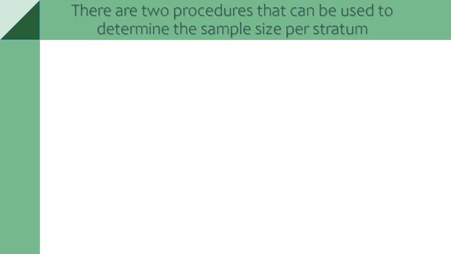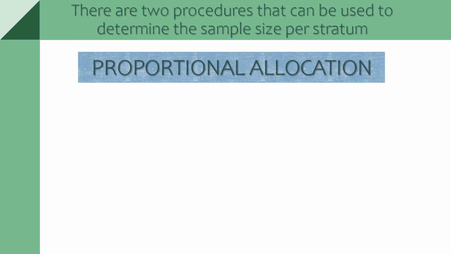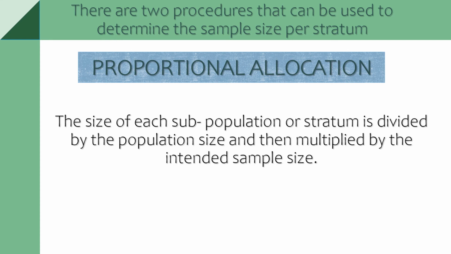Okay, next is yung tinatawag na proportional allocation. Paano naman sa proportional allocation? Ito, medyo madami-daming computation to. Okay, so the size of each subpopulation or stratum is divided by the population size and then multiplied by the intended sample size.